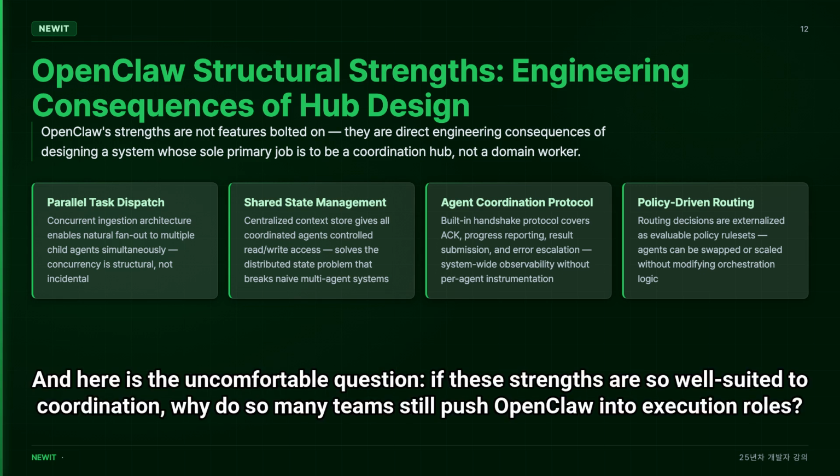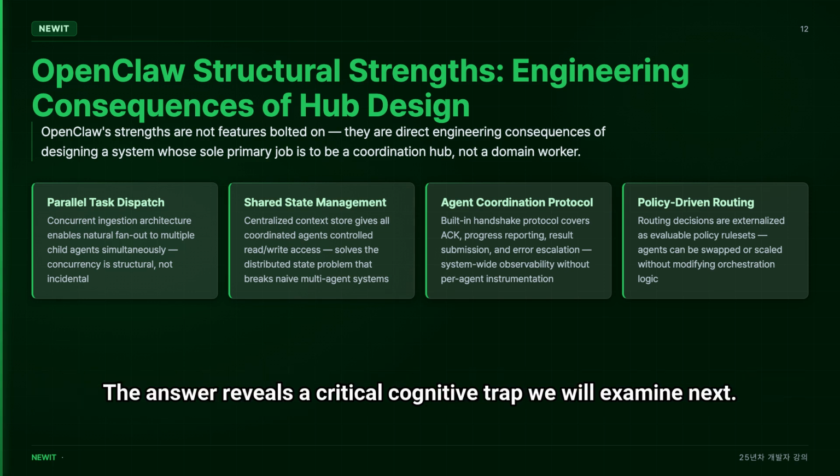And here is the uncomfortable question. If these strengths are so well suited to coordination, why do so many teams still push OpenClaw into execution roles? The answer reveals a critical cognitive trap we will examine next.